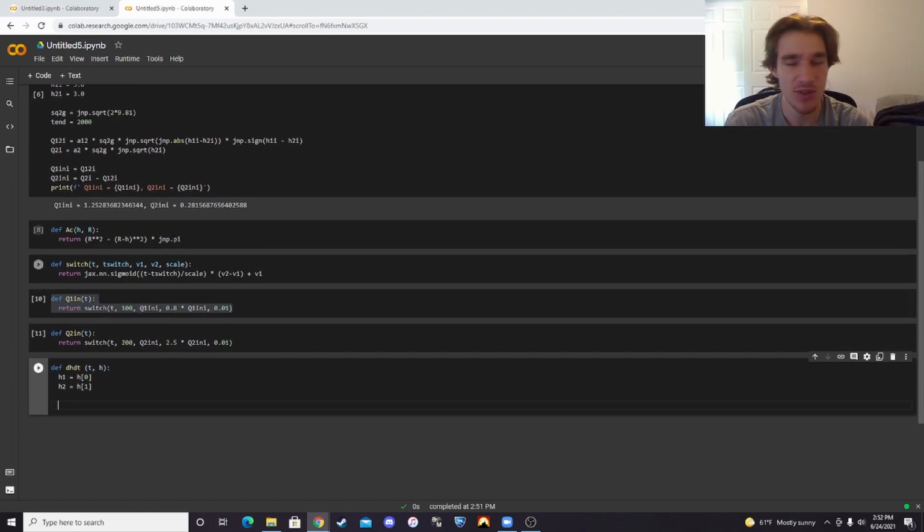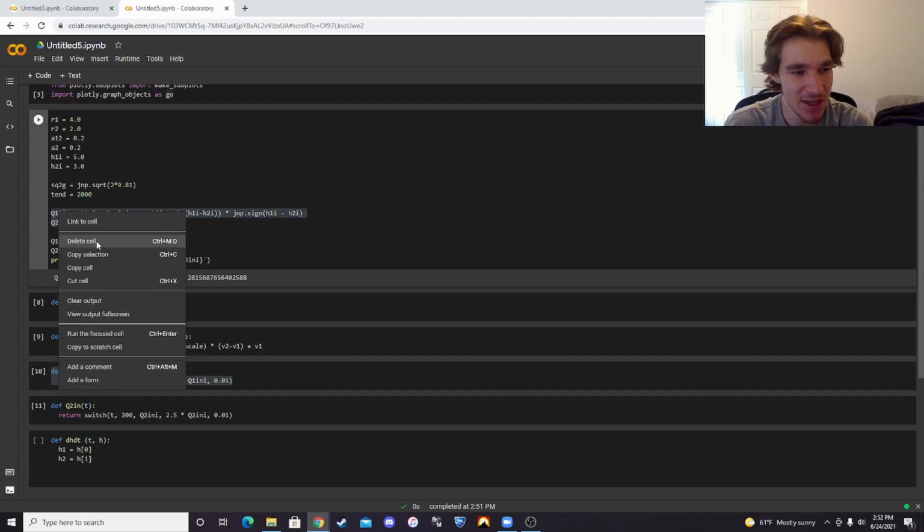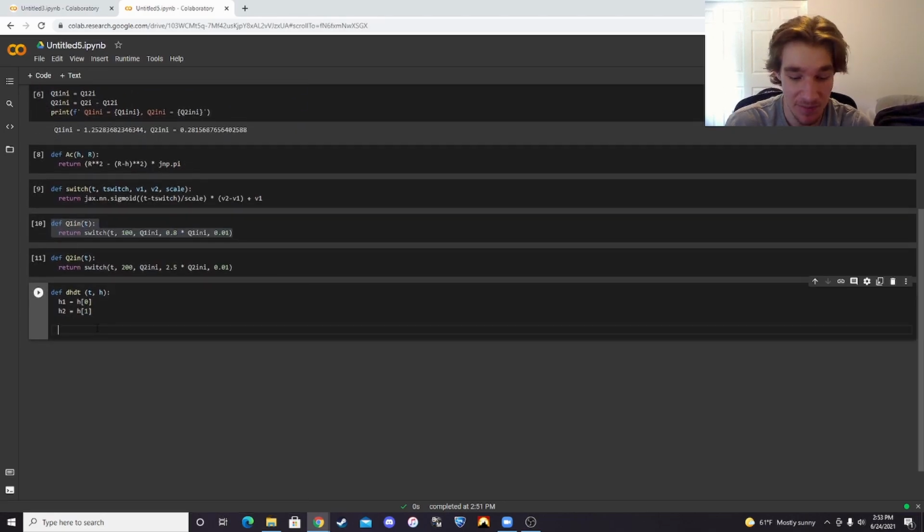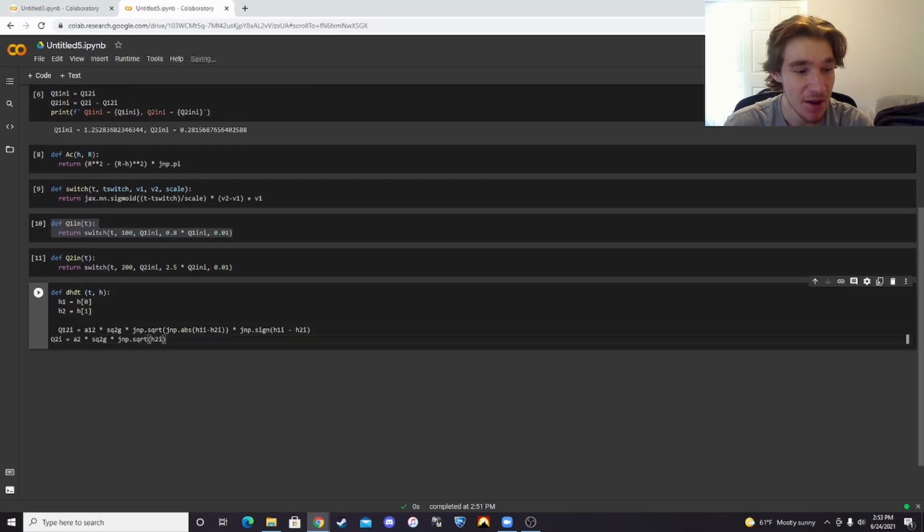And now what we want to do is go up here and copy this, because it's going to be the exact same. Our equations have not changed. But we don't want these initials in here anymore. This is going to be constantly changing values. H2 initial, take out all of the initials.